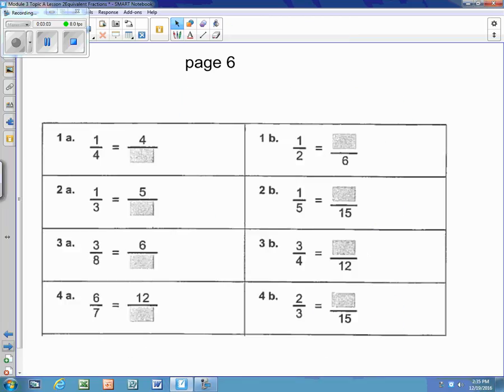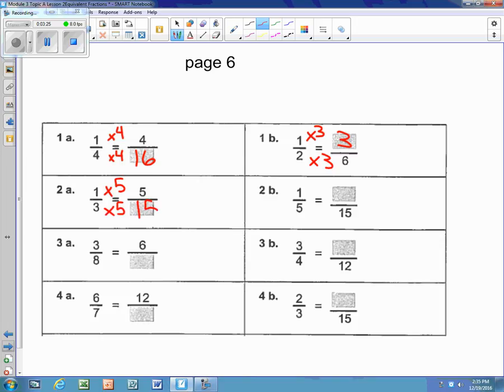Now as you move forward, you'll see fractions like this that are equivalent, and you just have to figure out what they did here. So here they multiplied by 4, so I have to multiply by 4, and I get 16. What happened here? They multiplied by 3, so on the top they need to multiply by 3, and I get 36. Here they multiplied by 5, so I multiply by 5, and they get 15.